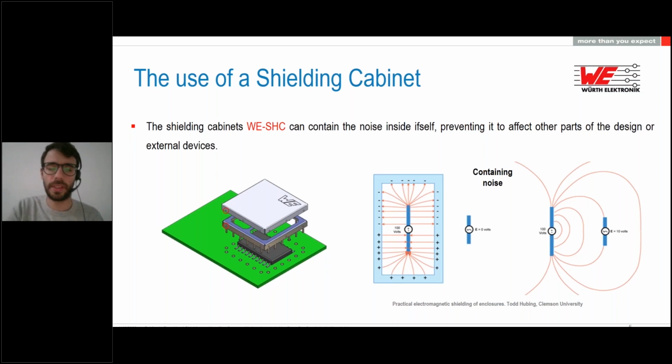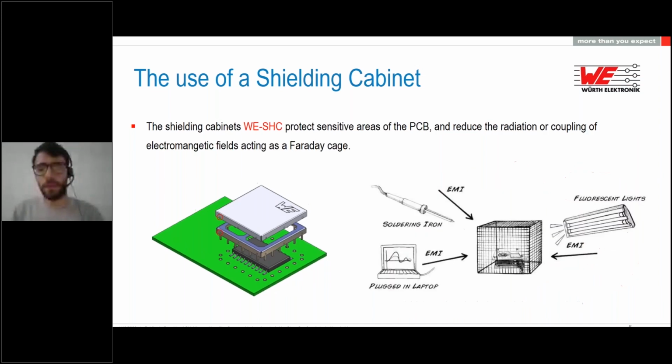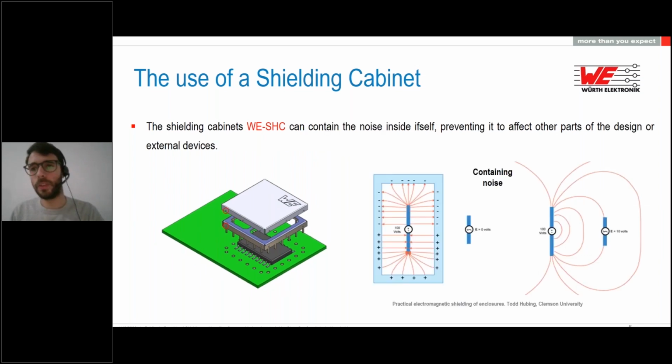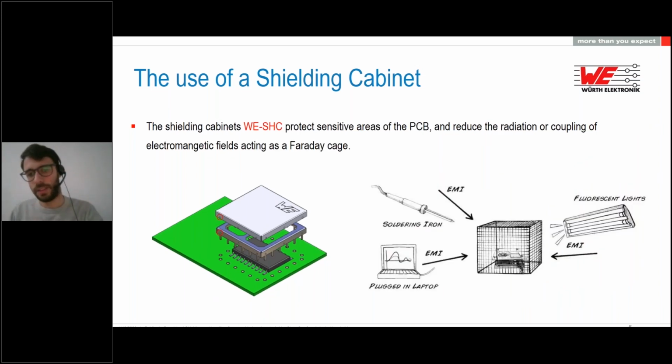So what do we do in this case? Easily, we can place a shielding cabinet over the RF stages, and then we are protecting all this sensitive area against external noises that could be coming from the outside or, as I said, from another part of our device, such as the power stage. And this is the second part of the shielding cabinet, so it protects against external noise. As you can see here, we have the ability of containing noise, and here we have the ability of protecting against external noise, sensitive areas, or a whole part of the PCB, and so on.